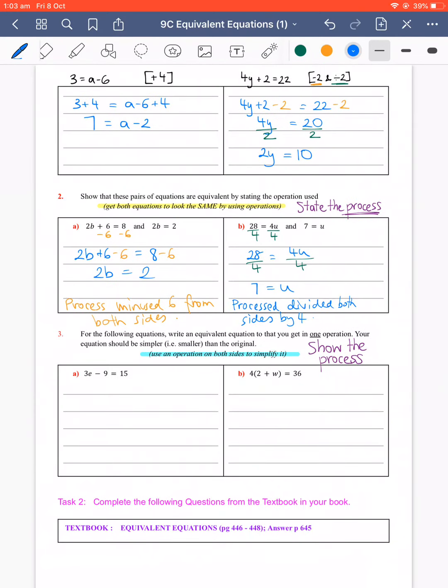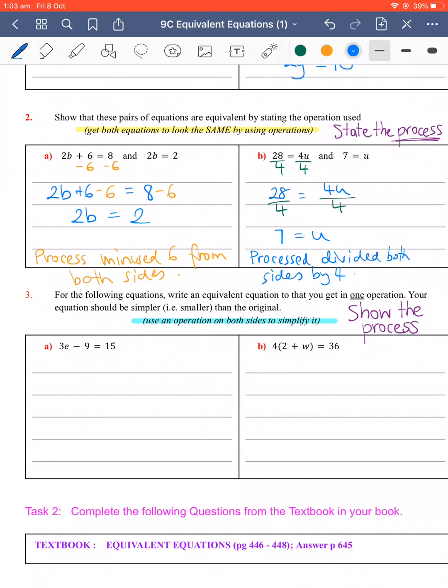Okay, on to our last two. This type of question, you will get one similar. For the following equations, write an equivalent equation that you can get in one operation. So I need to see the process. And again, you're only going to have one thing that you're going to do. You might add something, minus something, multiply something, or divide something. But you're only doing one operation.